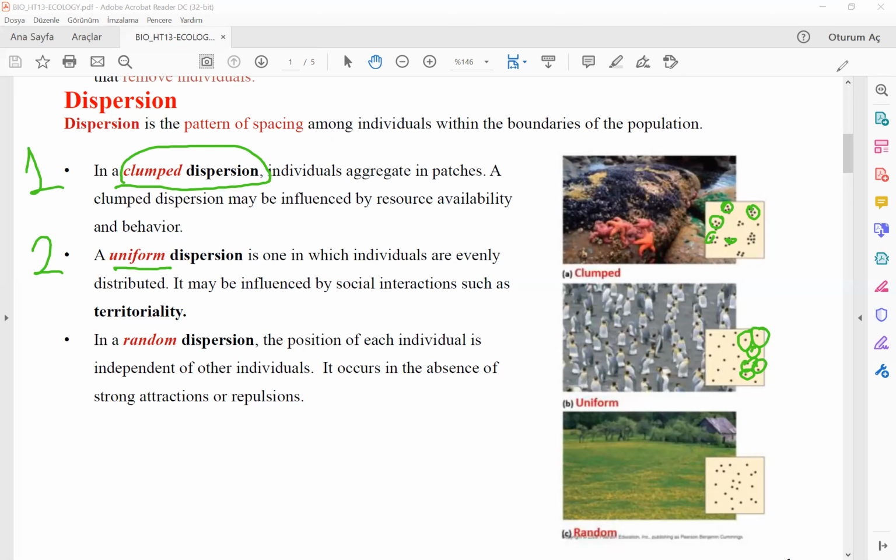The third type is called random dispersion, where the position of each individual is independent of other individuals. Random dispersion mostly occurs with the seeds of plants, and the wind can send these seeds to many different kinds of habitats. It occurs in the absence of strong interaction or repulsion. These are the three types of dispersion in a population.